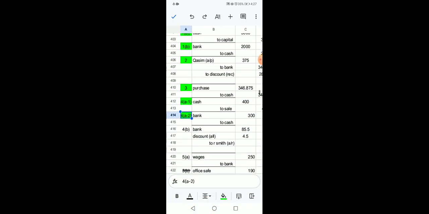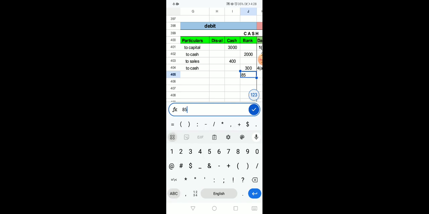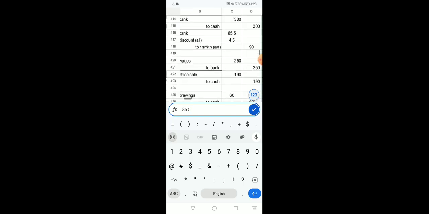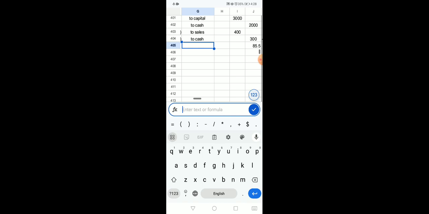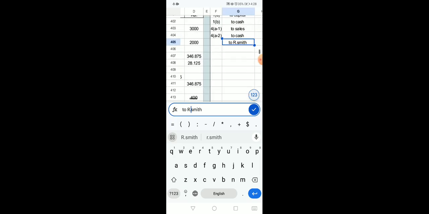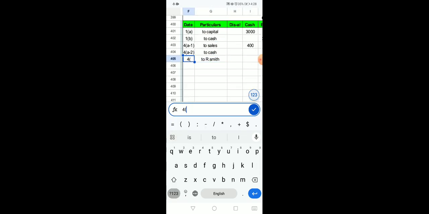Now the next entry is 4B, where there are three elements, but we are associated with only two elements, bank and discount. We will do it step by step. The first step is to see bank. Bank is debited by 85.5. We will go to the debit side of the bank and write 85.5. Now see its reference. What is written on the opposite side of the bank? That is Smith. I think it's R Smith, so we should write the exact name, R Smith. Now see its date, that is 4B. Put 4B in the date column.